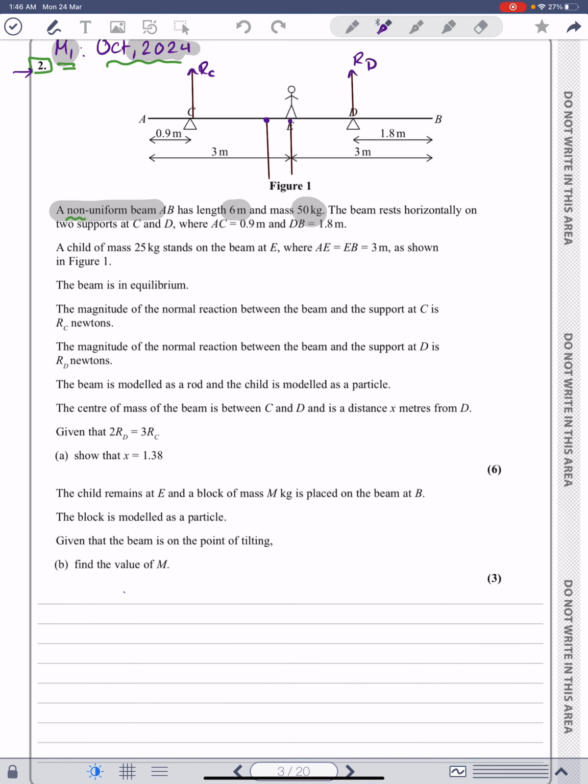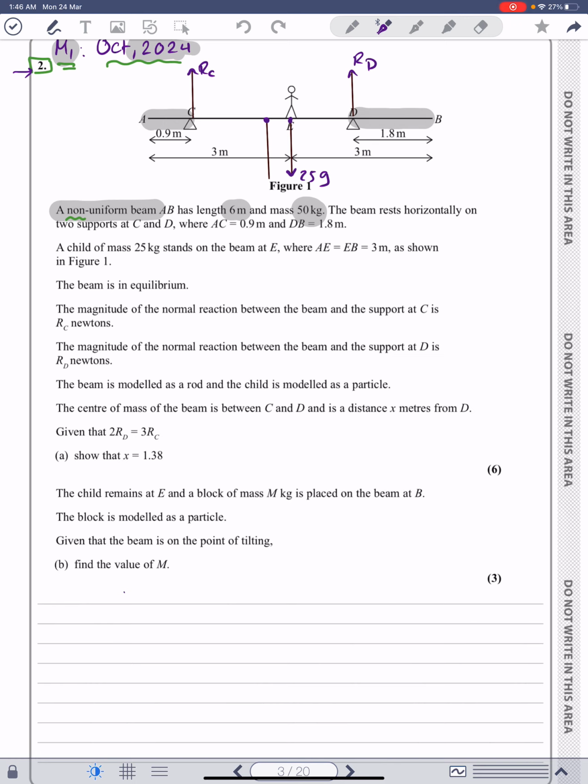Label directly while you are reading. AC is 0.9 meters from C, D from B is 1.8 meters. A child of mass 25 kilograms stands on the beam at E. So directly you write his weight, the particle weight, where AE and EB are equal, and each one of them is 3 meters. So this means the child stands in the middle of the beam.